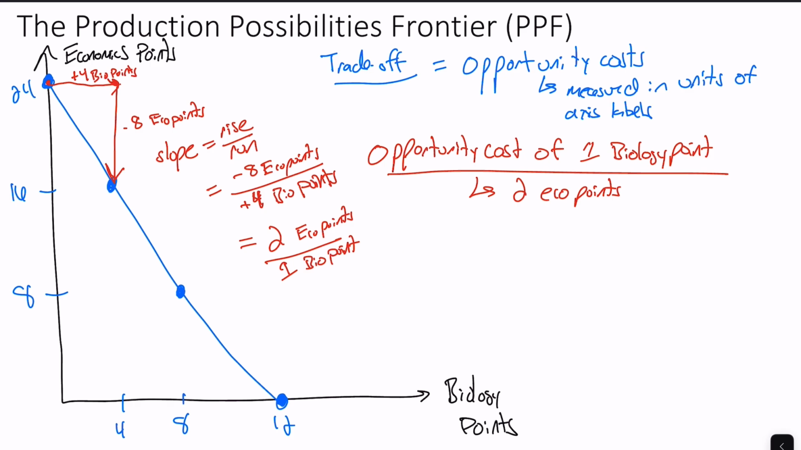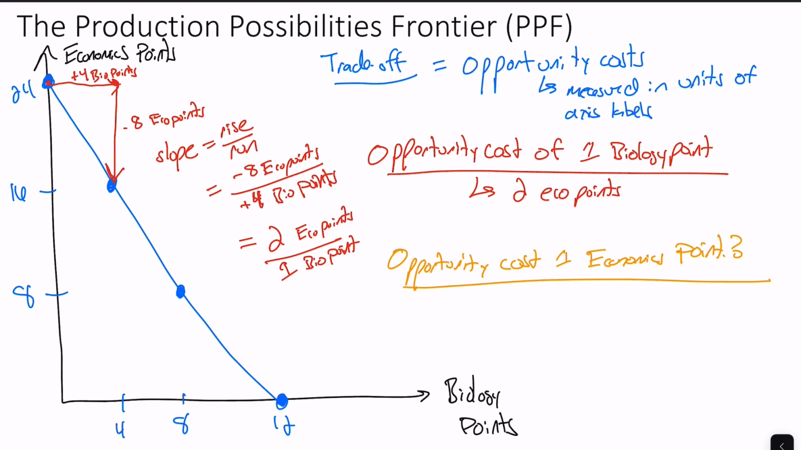Okay, now the next question, what is the opportunity cost of 1 economics point? This question is asking you how many biology points do you need to give up to get 1 economics point? All right, the trick here is that the first one we did, biology points, we're moving out in this direction along the x-axis. And when you want to know the opportunity cost of the x-axis good, then it's just going to be equal to the slope, which was 2 in this case.